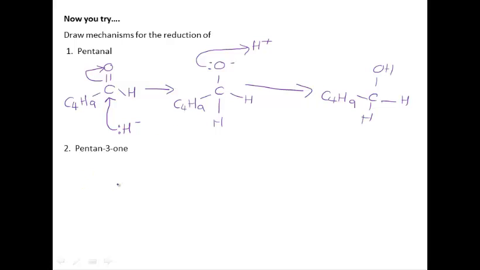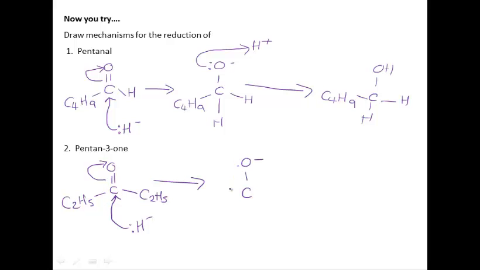Let's have a look at pentan-3-one. Again, we'll just look at the carbonyl group here. We can make this C2H5, this C2H5, so that we're just concentrating on the important bits. Here's our H-, its lone pair, into the carbonyl, out onto the oxygen. Use our H+ from our solvent. Electron density goes to that, leading to pentan-3-ol.